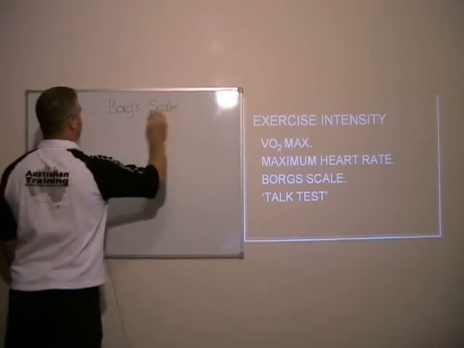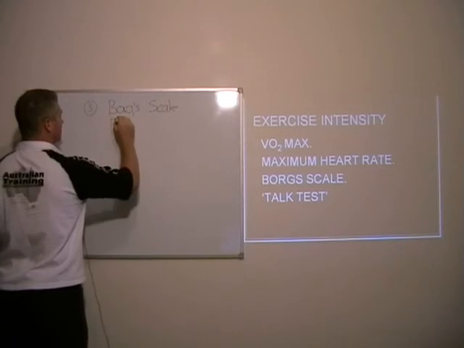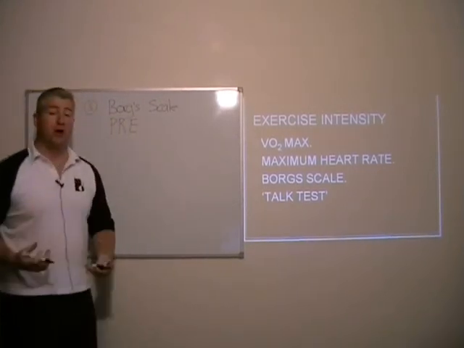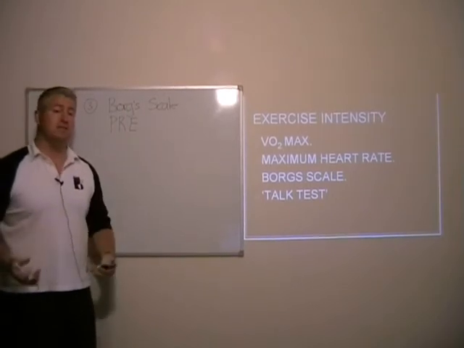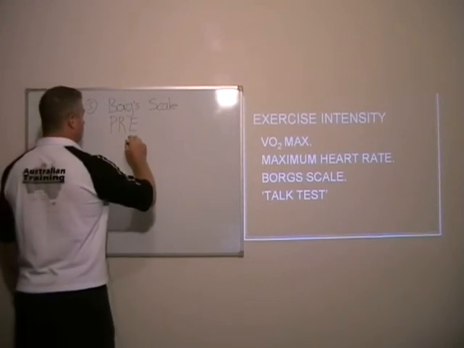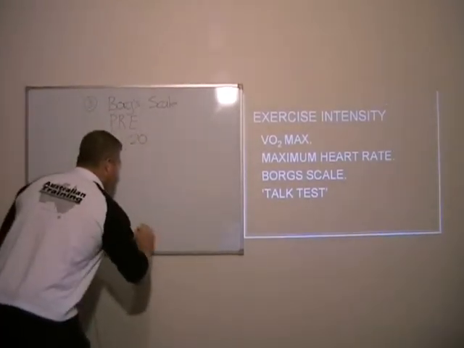Borg scale. Perceived rate of exertion. PRE scale, perceived rate of exertion. So your clients are giving you feedback, subjective feedback of how hard they think they are working. Now, there's a few different models, but probably the most user-friendly is a score of 20 to 0.